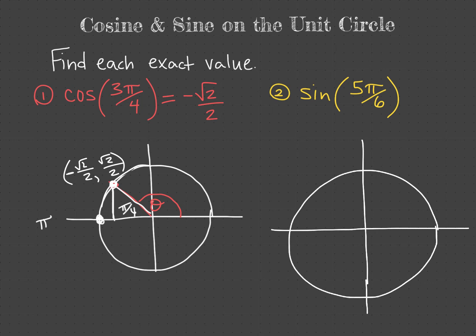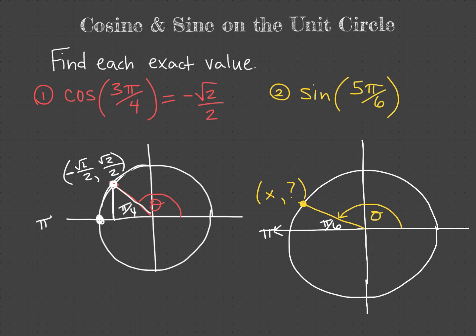Well, similar to problem 1, 5 pi over 6 is almost a whole pi. It's pi over 6 away from pi, and pi is over here, all the way halfway across the unit circle. So 5 pi over 6 is almost going all the way there, but not quite. We still have pi over 6 to go. So our reference angle, the angle that most closely gets us to the x-axis, is pi over 6. And because we're looking for the sine of 5 pi over 6, we really care about the y-coordinate.